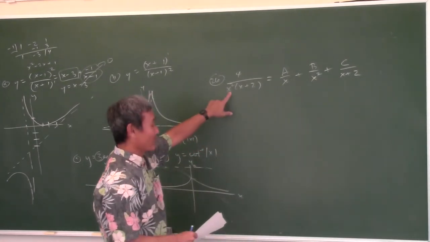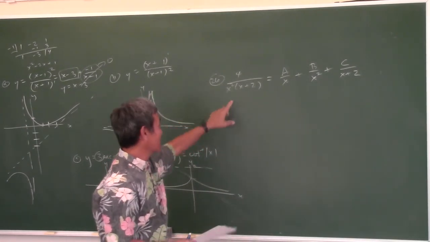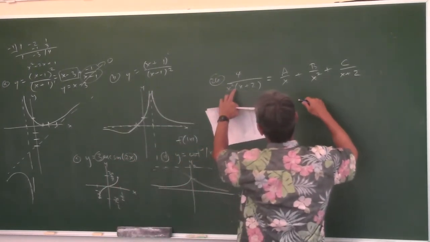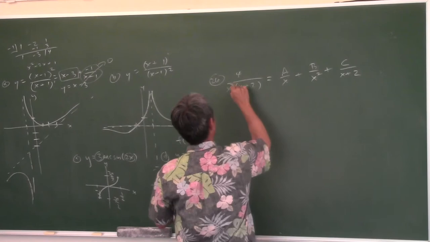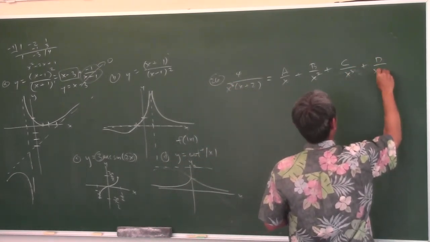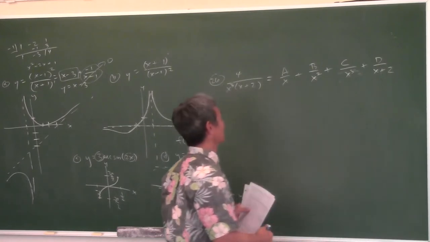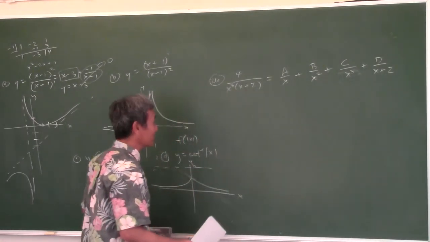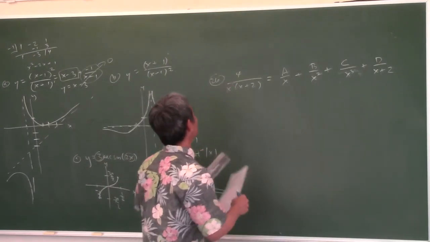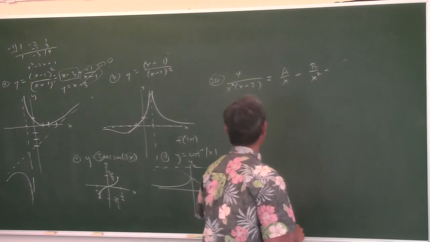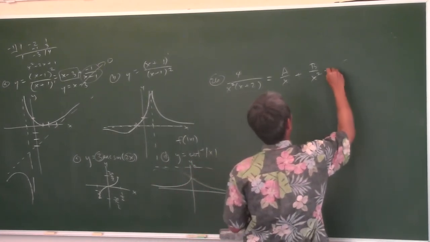Now remember, when you have a repeated linear factor like this, for example, if you had x cubed, then you would need c over x cubed and then plus d over x plus 2. Because if I add these three fractions together, that's the least common denominator. But it's not cubed, it's squared. Anyway, we don't want the problem taking longer than a minute, right?